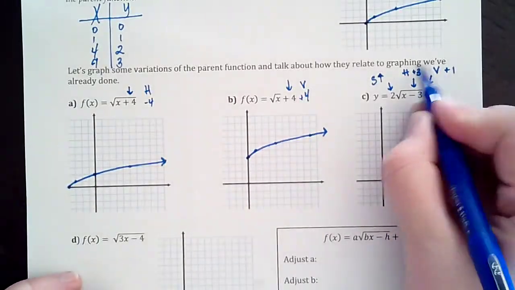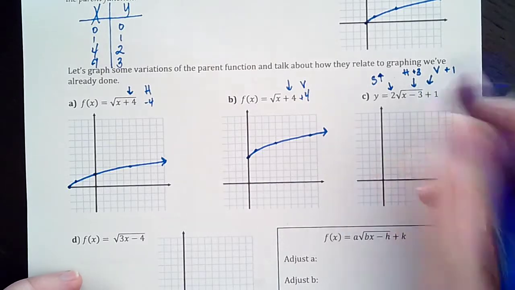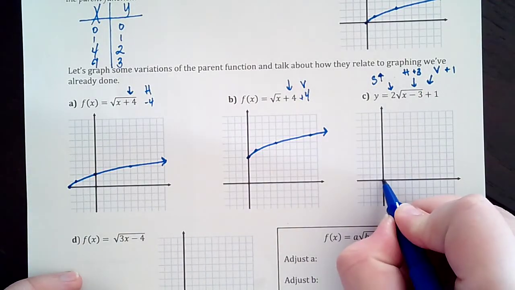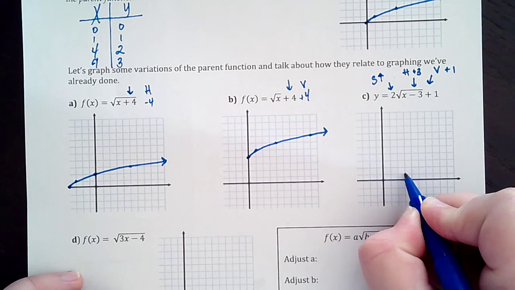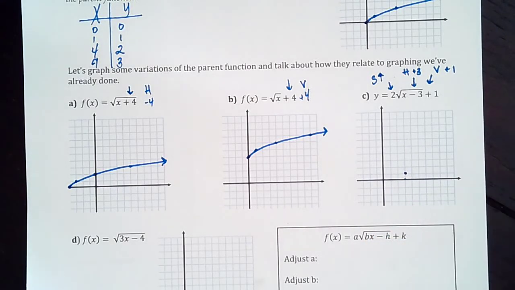So let's take all of this into account. It's a horizontal shift of +3. So instead of starting at 0, 0, we're going to start over here. Instead of starting here, it's a vertical shift of +1. So I'm going to go up 1. And then that 2 out in front, when it's out in front, it's a nice stretch.